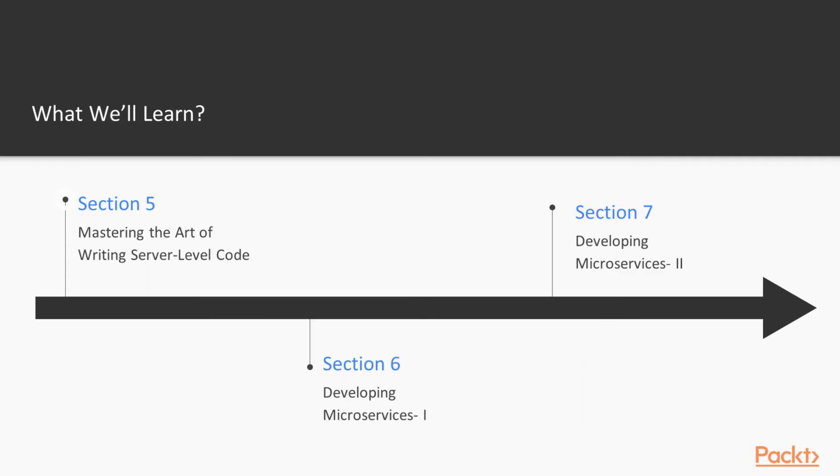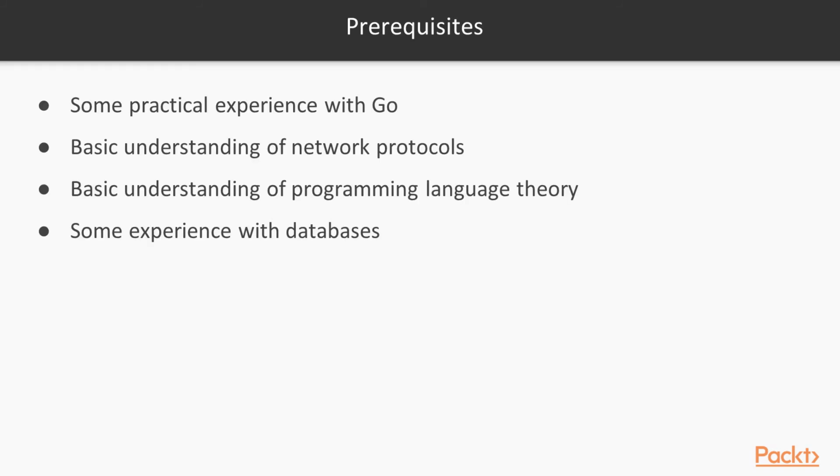Day 5 will be all about writing server-level code and learning how to master it. Developing microservices part 1 will be covered in day 6. During the last day of this video course, you will dig deep with microservices part 2. These are the 7 days on becoming an advanced level programmer in Go. Without further ado, let's get started.